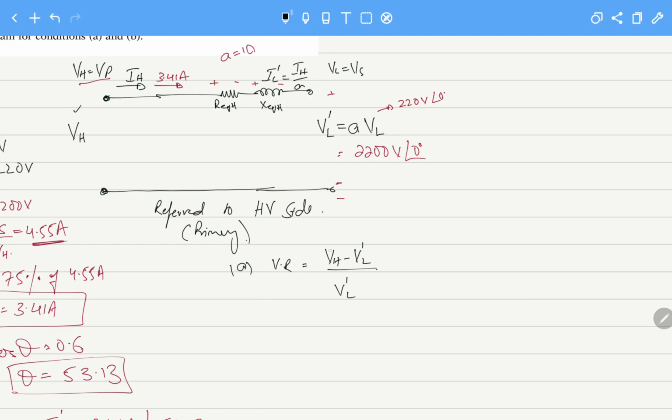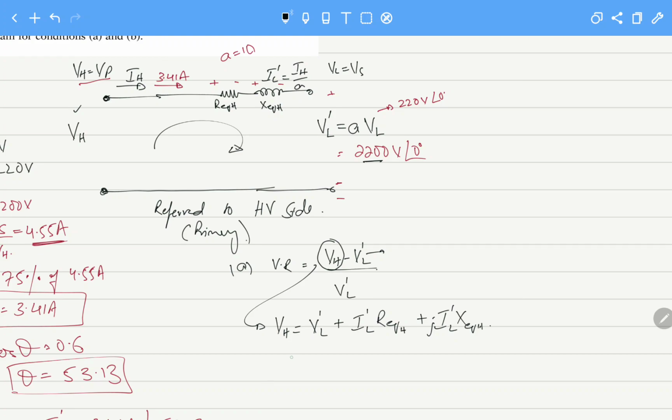So we have to calculate the value of VH for a fixed VL, V dash L, that is actually this value. So let's apply KVL here. V of H is actually equal to V dash L plus I dash L into R equivalent plus I dash L into jX equivalent on the high voltage side.